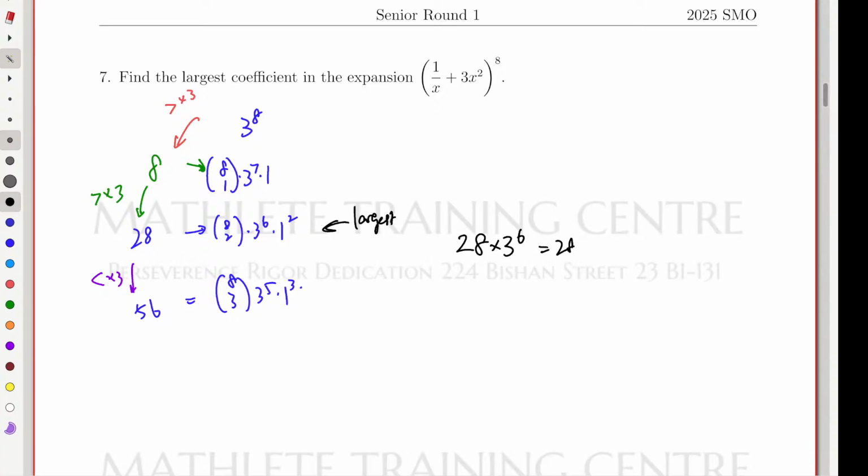28 times 729. Here I'm just going to skip the calculation. You can try to calculate it yourself. The answer for this question is 20,412, which is pretty big.